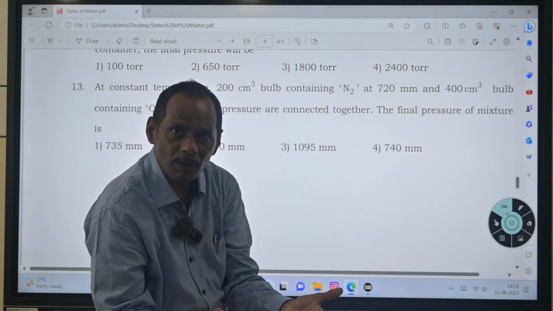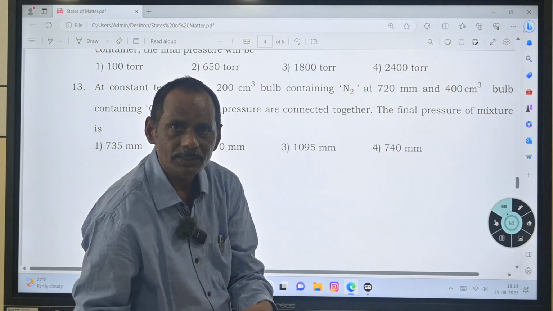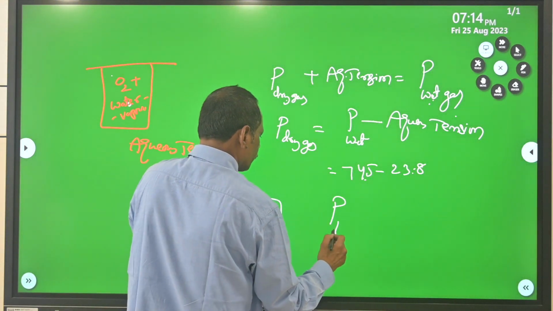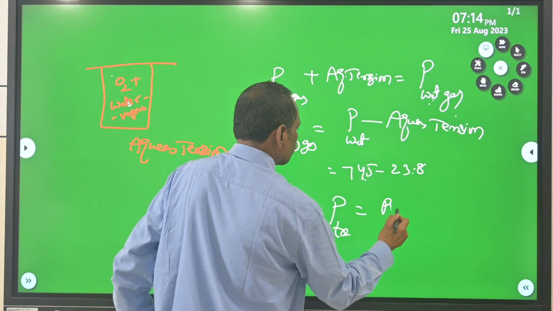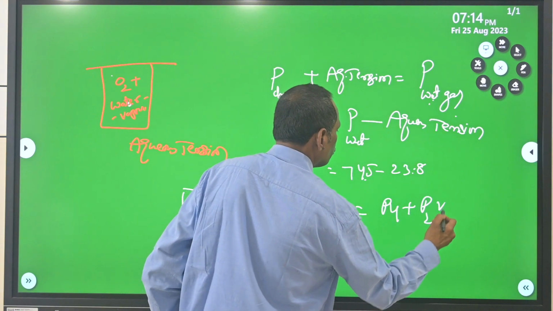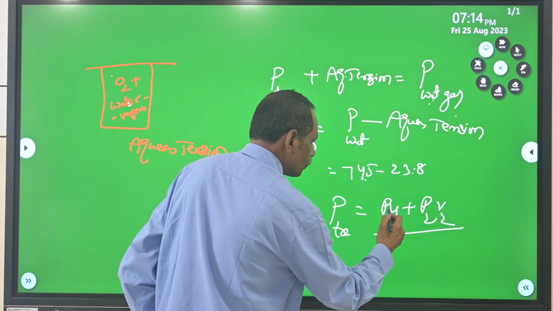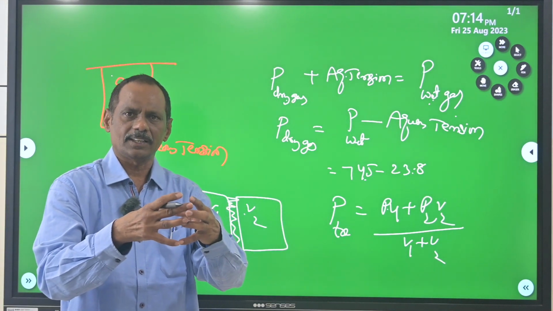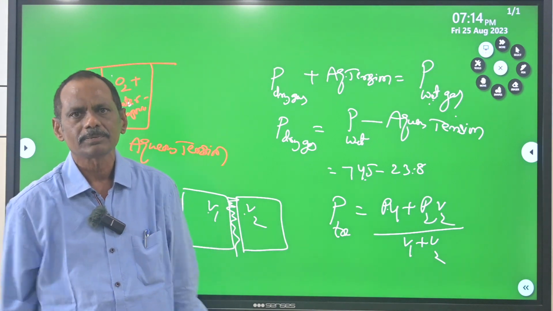Then what will be the total volume? V1 plus V2. Therefore, the total pressure of the mixture is equal to (P1V1 + P2V2) divided by the total volume. Total volume means here the two containers are connected with each other. That means the volume is V1 plus V2.